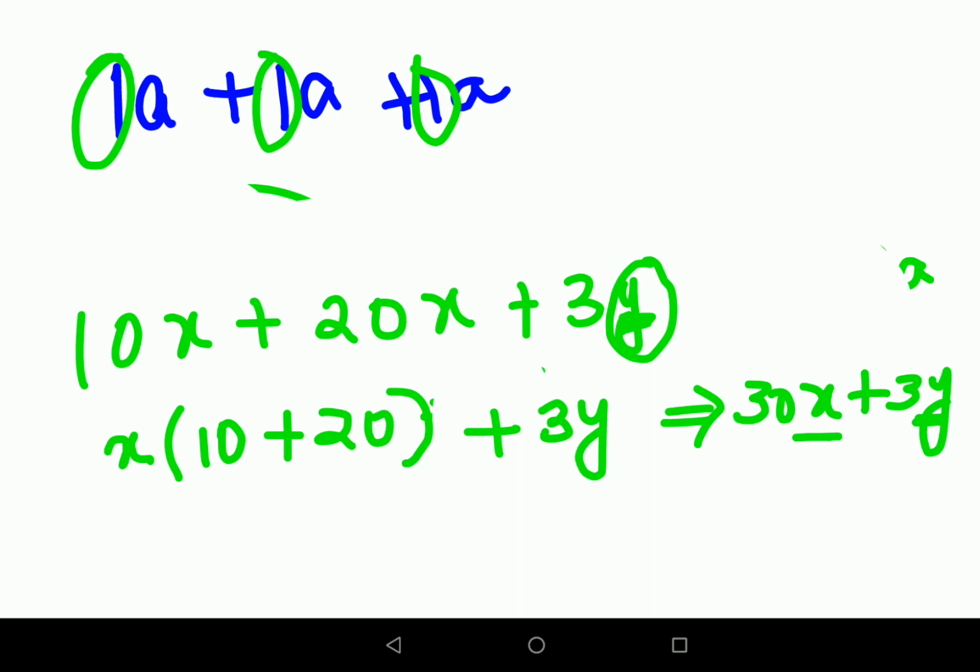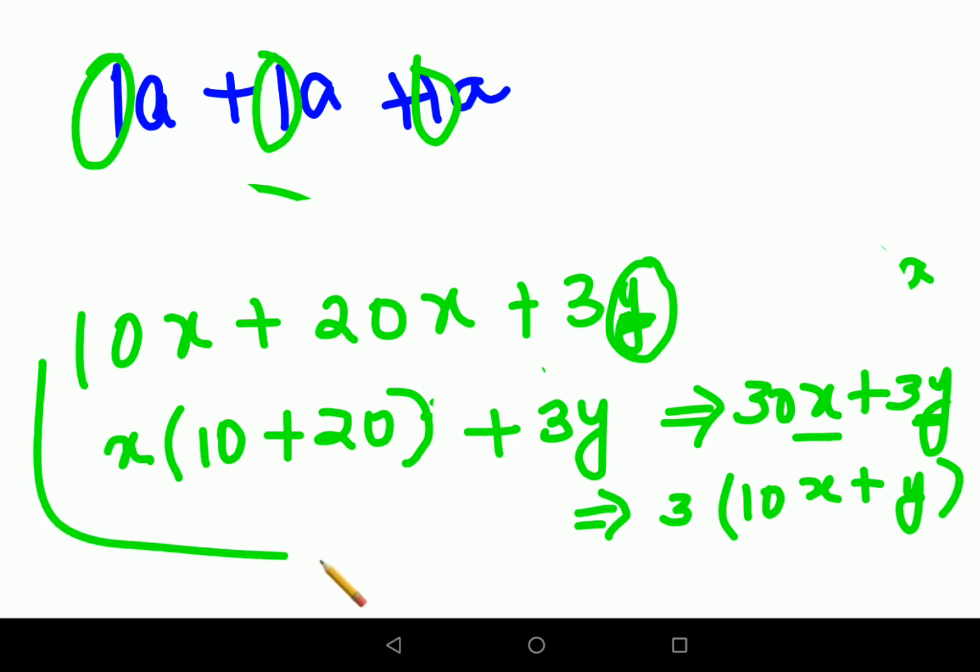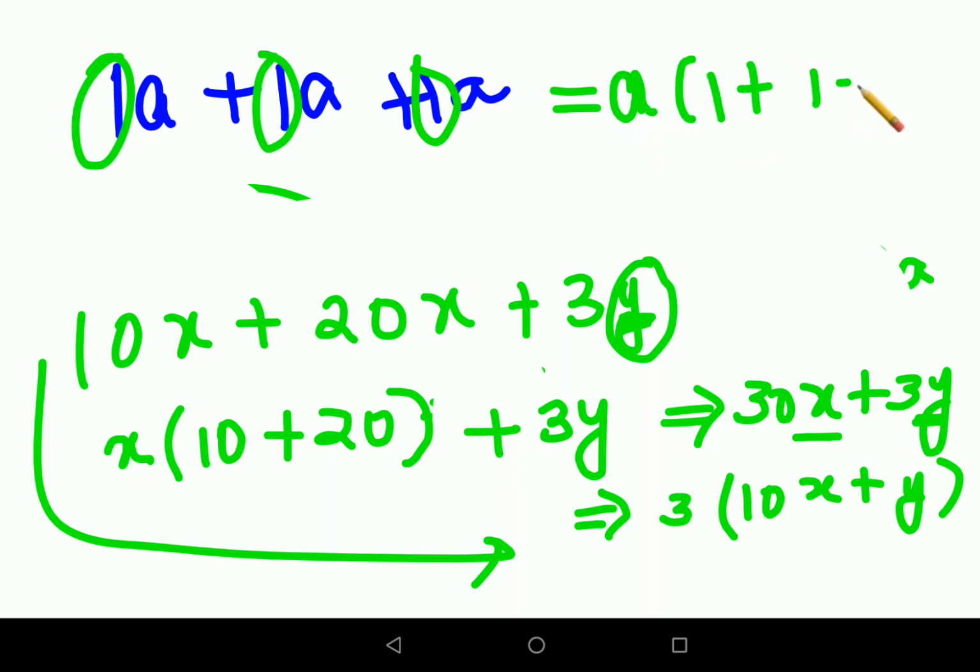Here if you want to further simplify, all you can do is just take 3 common, that's it. You can't do anything else. So this will get you 10x plus y. This is the maximum simplification you can do for this particular question. So going back to your question, we have a plus a plus a. Let's take a common. We have 1 plus 1 plus 1. That gets you 3a. I hope this is very, very clear to everyone.